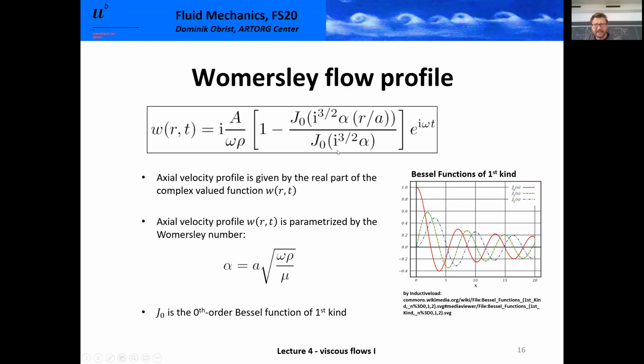What really matters is that, just as before, we find the Womersley number in the argument. Here's the Womersley number, here's the Womersley number. If we plot this function, we can evaluate it on the computer and find what the velocity profile looks like. To this end, I would like to switch now, let me see how I can do this, this way.